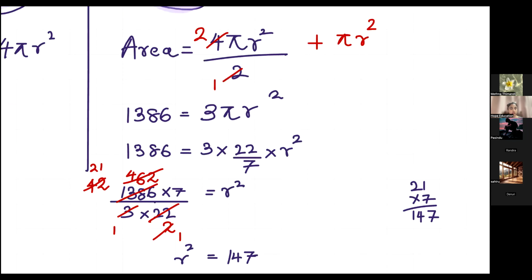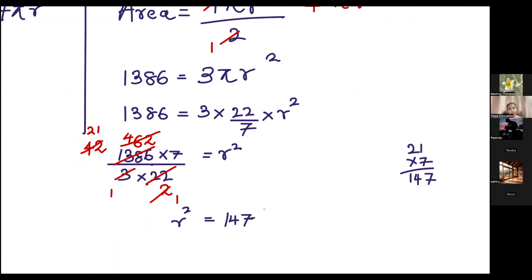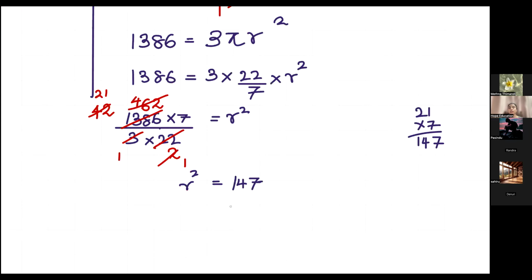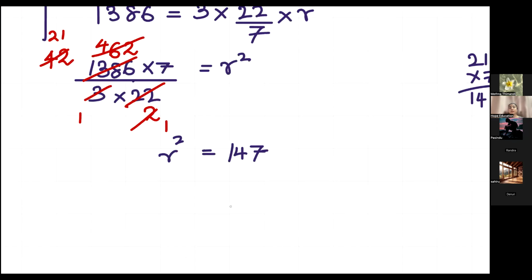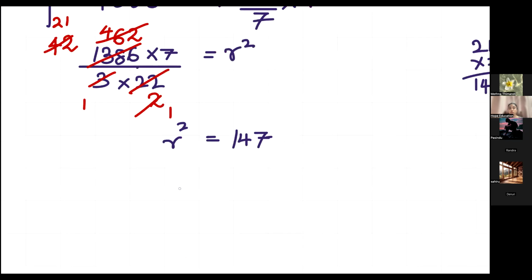Give me a second. We divided this by 3, divided by 22, or 11 times. 147, right. It doesn't come out as a perfectly divisible number. So what did you get for the answer here? So r is of course the square root of 147.